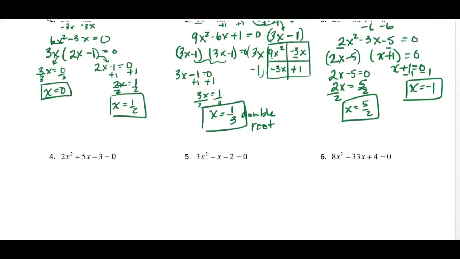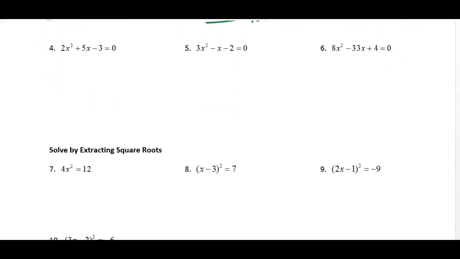All right, number 4. Notice it's a trinomial. It's already equal to 0, so I don't have to move anything over. I can jump right into the factor stuff. So a times c would be 3 times negative 2, which gives me negative 6. B goes in the middle.